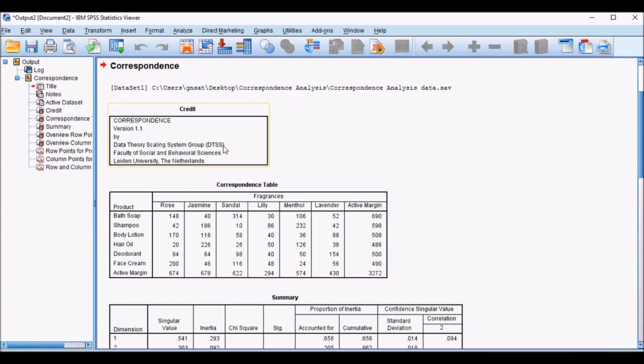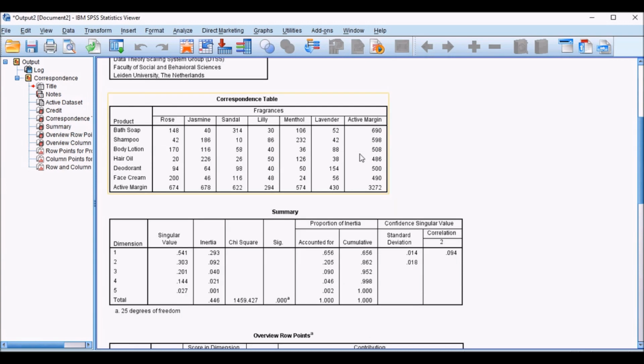This is the correspondence analysis output. We'll discuss one table after another. Let us see the first table. This table is the correspondence table, which I already showed in the PPT, where we have product as rows and fragrances as columns.